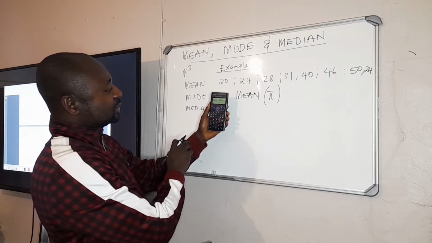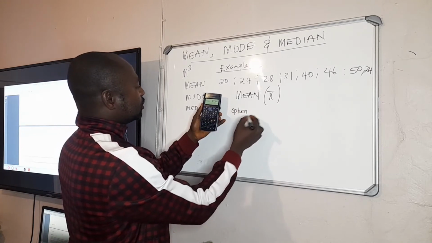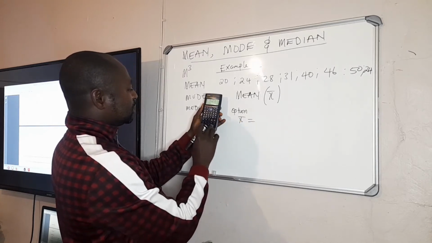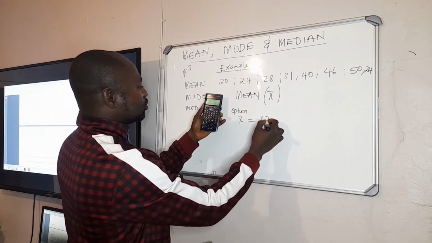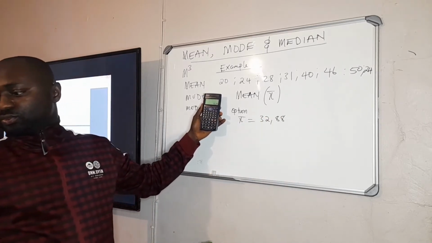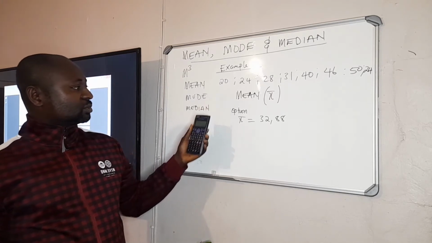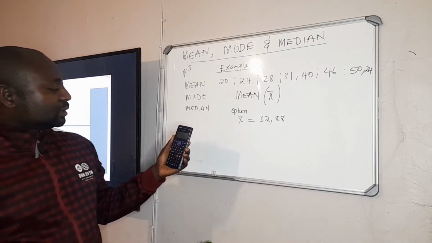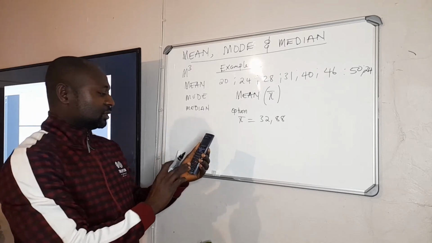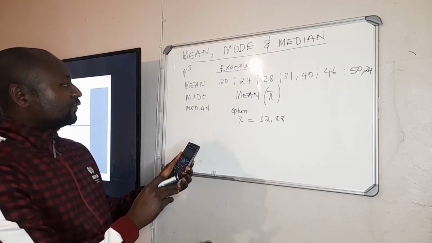If you are calculating the mean, it is option number 2. Option number 2 says X bar. Then you press number 2, press your equal sign, and the answer is 32.88. Leave your answer to 2 decimal places. I hope and trust you saw how I calculated the mean. I hope you will be able to do it in exams so you don't waste time. Capture it on the calculator and find your mean.